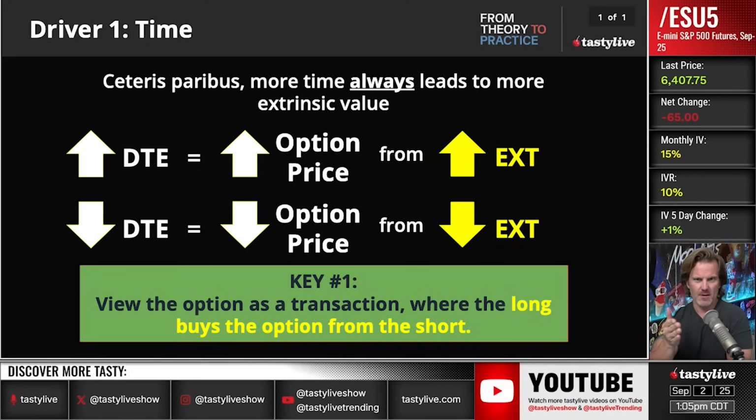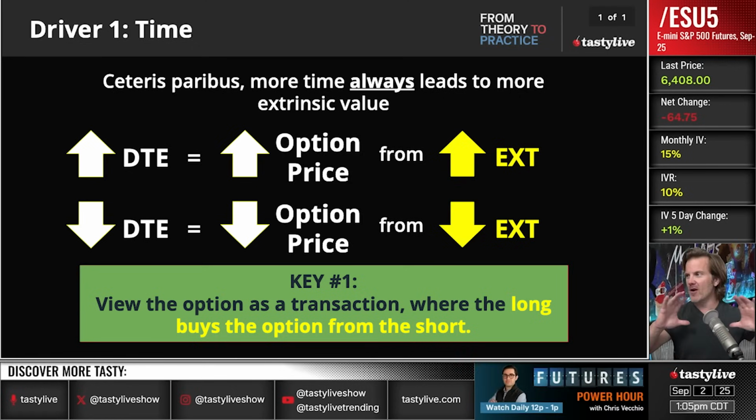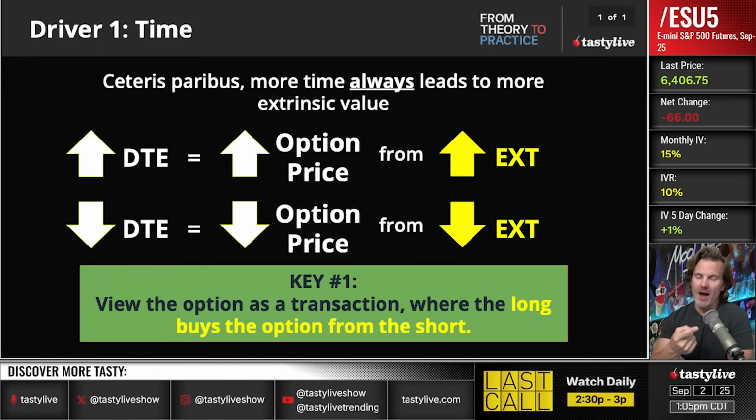So ceteris paribus, more time always leads to more extrinsic value. Ceteris paribus, of course, meaning all other things being equal. So if we took everything in the market and made it all fixed, all static, where nothing is moving and nothing is changing, which of course is never the case, because in the market, on any given day, everything is moving and everything is changing. But if we put everything into a vacuum and just focused on extrinsic value and how it relates to time, what we would see is more time means more extrinsic value. Less time means less extrinsic value. So this is the base case. This is the default setting when it comes to extrinsic value.